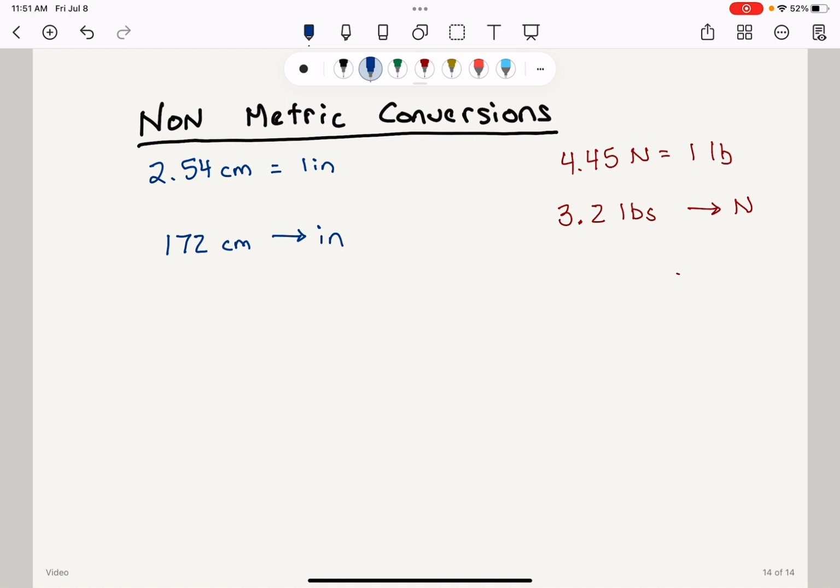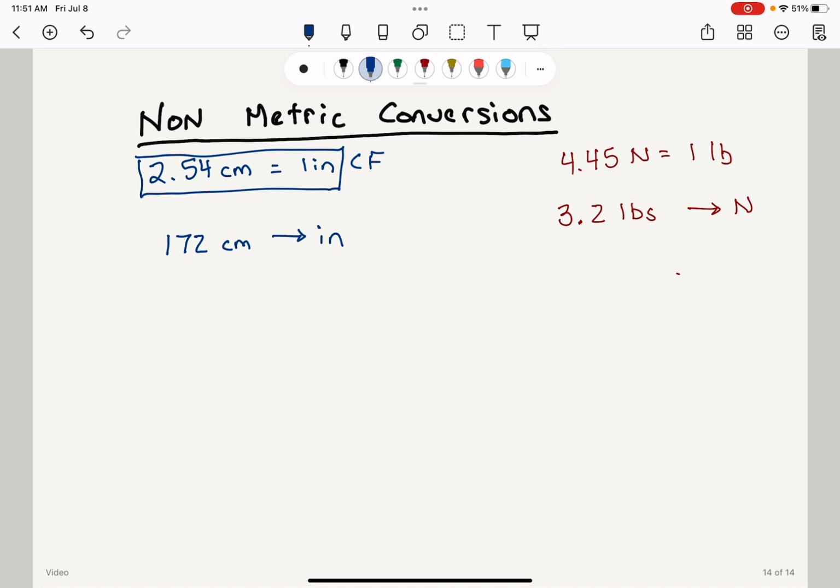The first problem is the blue problem over here on the left. This right here is known as a conversion factor. I'll put CF there to represent that. In other words, it is a known quantity. I know that if I have 1 inch, I'm going to have exactly 2.54 centimeters. In this problem, I am going to take 172 centimeters and convert that to inches.